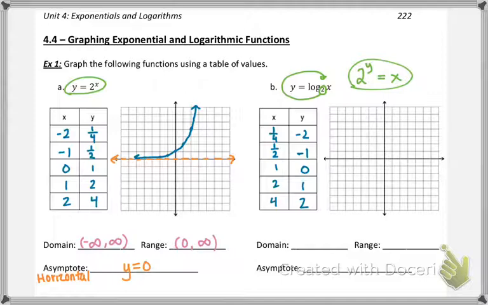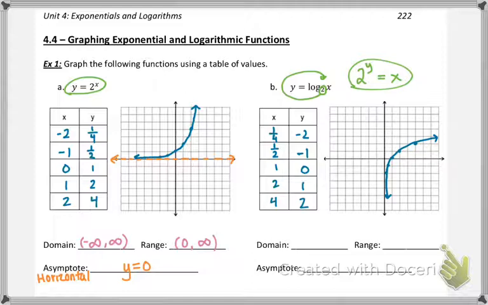So let's go ahead and graph. When x is 1/4, y is -2. When x is 1/2, y is -1. X is 1, y is 0; 2, 1; and 4, 2. And this is what my graph looks like. You can see that as x gets closer and closer to the y-axis, your y values approach -infinity.